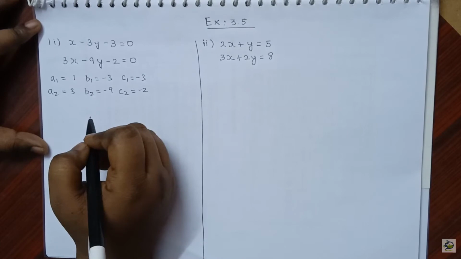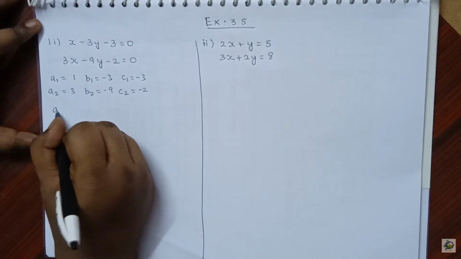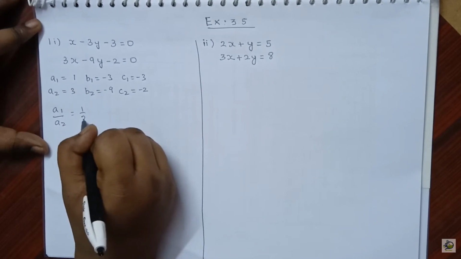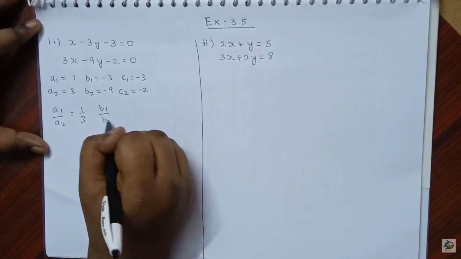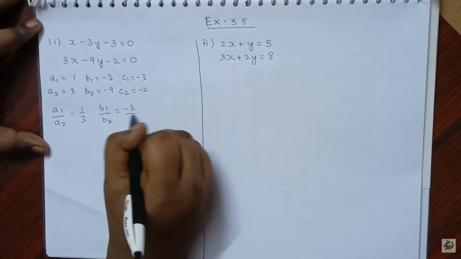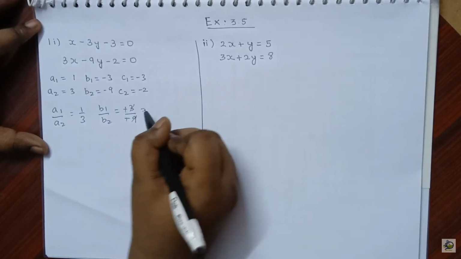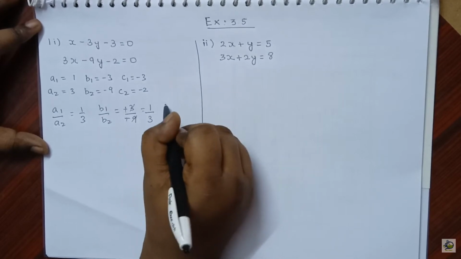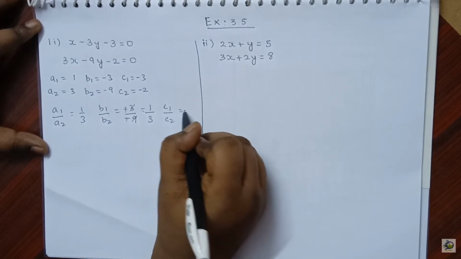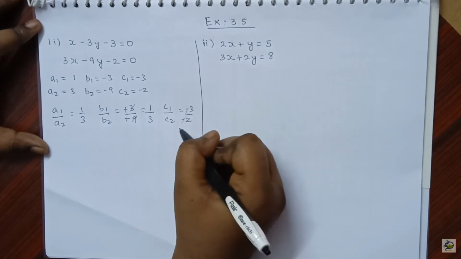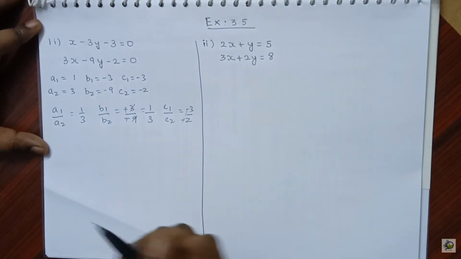Next, we have to check the values. a1 by a2 is 1 by 3, b1 by b2 is minus 3 by minus 9. So minus minus gets cancelled, and 3 and 9 get cancelled, and we get 1 by 3. c1 by c2 is equal to minus 3 by minus 2. So minus minus gets cancelled and we get 3 by 2.